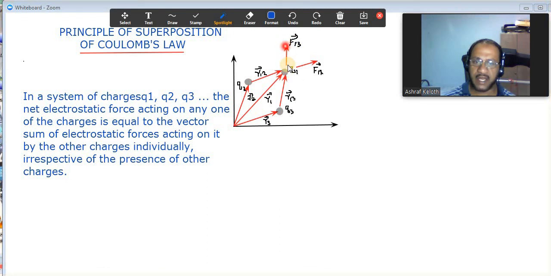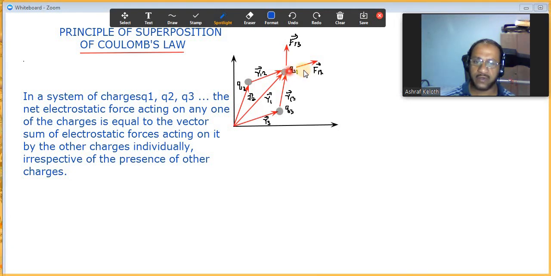It is in this direction because it will repel in this way, and the net force acting on Q1 we can obtain by adding this vector F12 and this F13 using the vector addition method, either by using the parallelogram law of vector addition or the triangle law of vector addition.